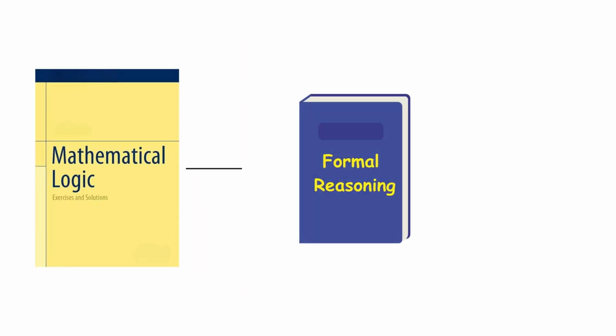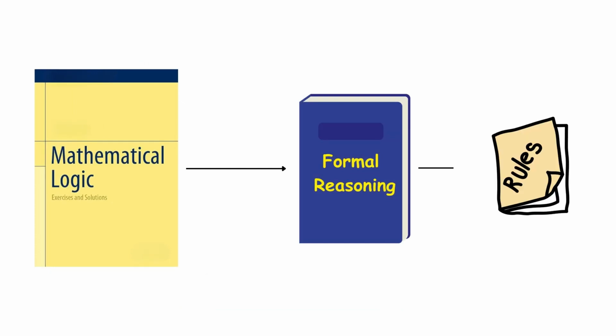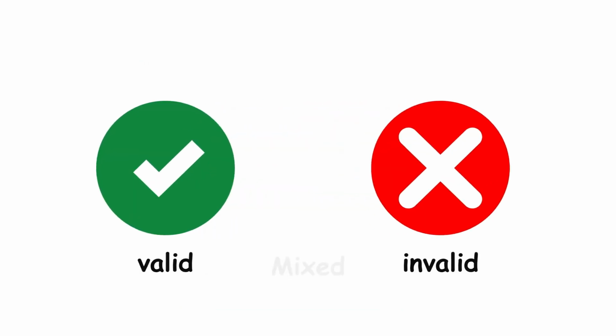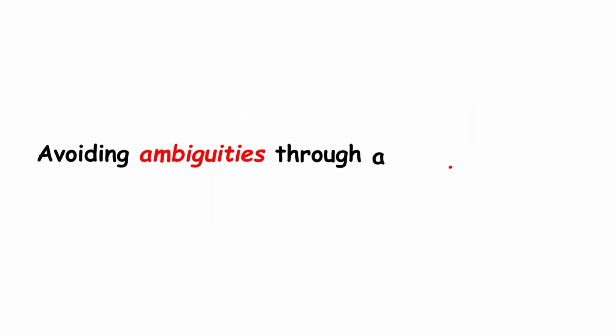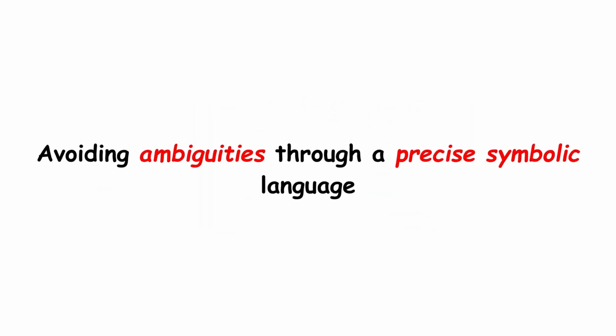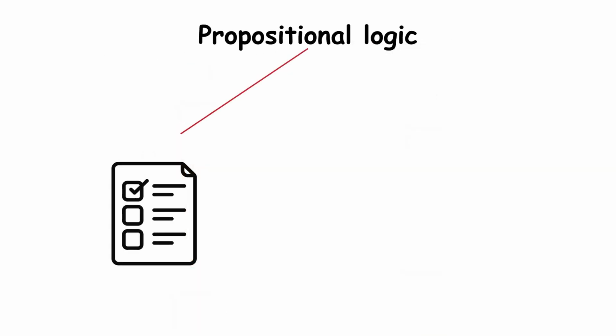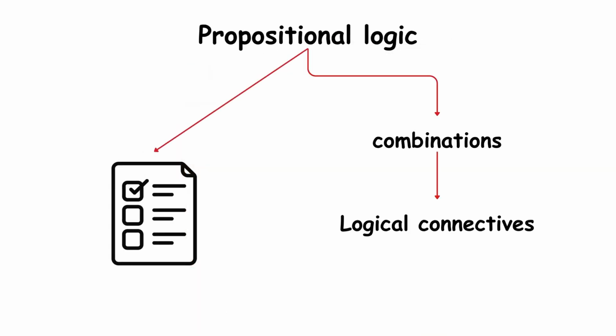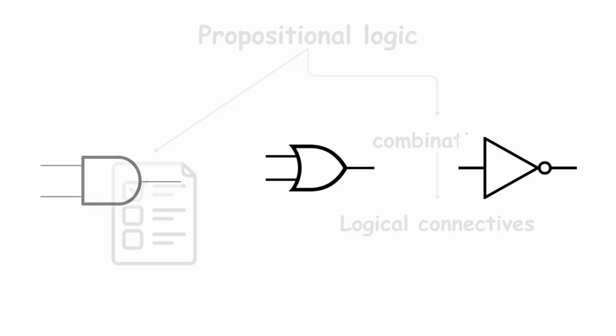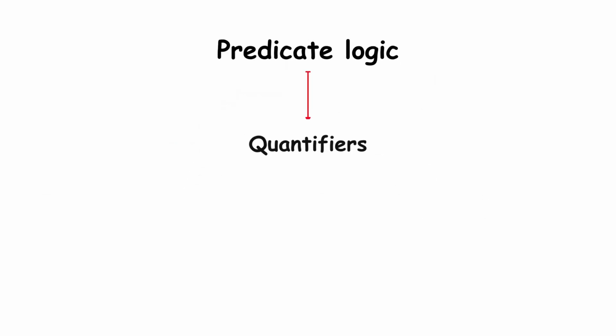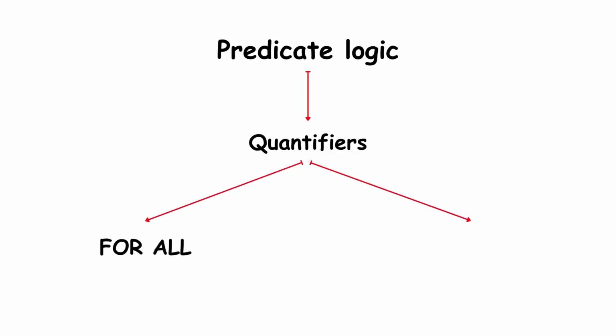Mathematical logic studies the principles of formal reasoning, providing the rules to distinguish valid arguments from invalid ones and avoiding ambiguities through a precise symbolic language. It rests on 2 main pillars: propositional logic, which analyzes propositions and their combinations using logical connectives such as and, or, and not, and predicate logic, which introduces quantifiers such as for all and there exists, essential for formulating and proving theorems.